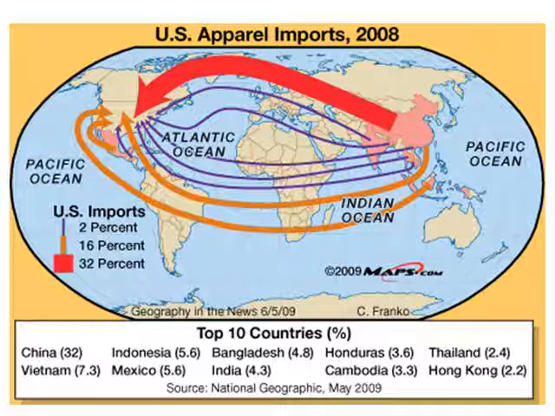So here are the top 10 countries of apparel imports from 2008. China is the highest with 32% as of 2008. So over here, importing to the U.S., we have Vietnam, Indonesia, Mexico, Bangladesh, India, Honduras, Cambodia, Thailand, and Hong Kong. So the closest importers are Honduras and Mexico, but the majority are from Asia.